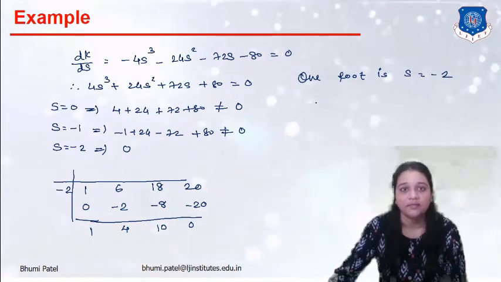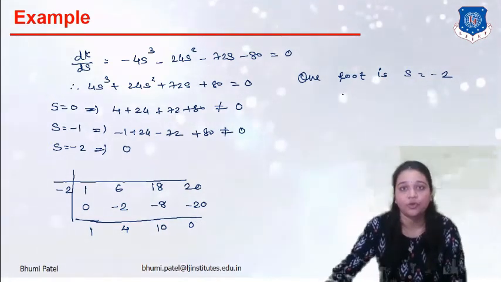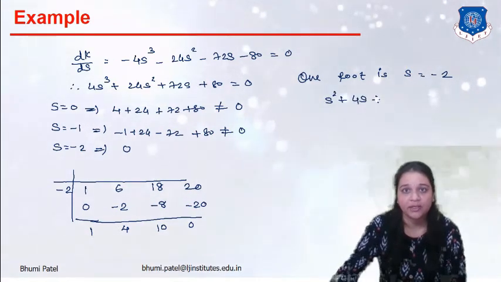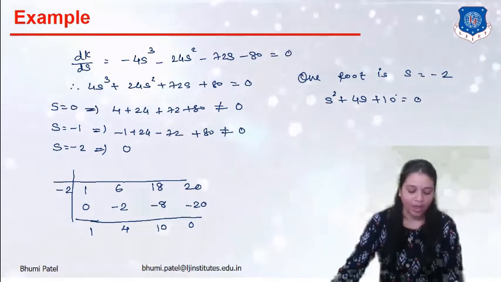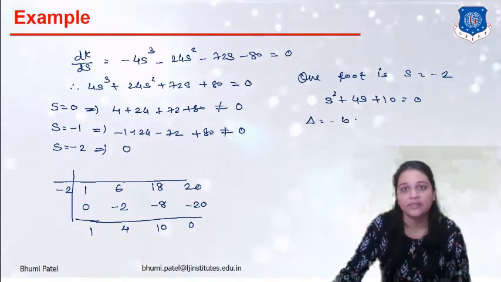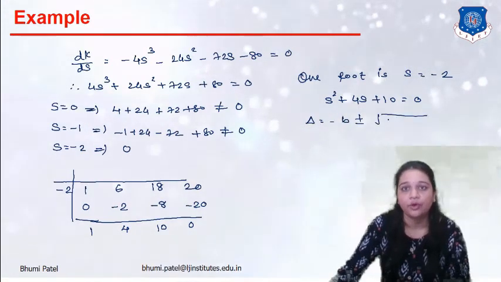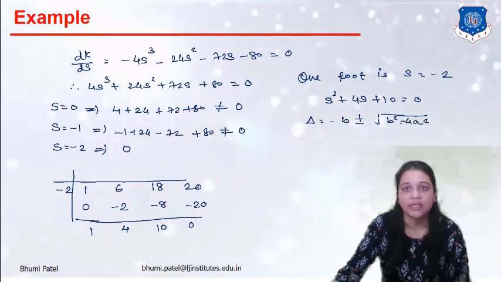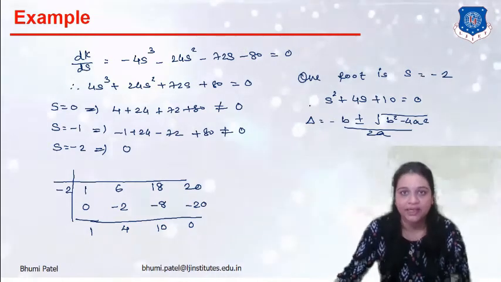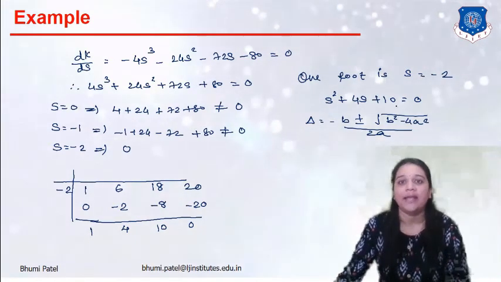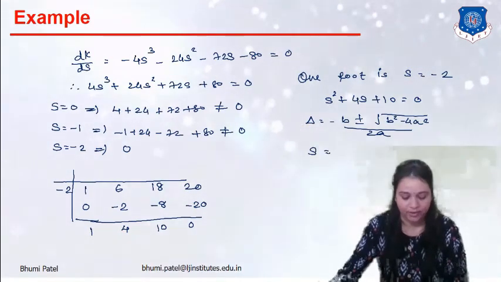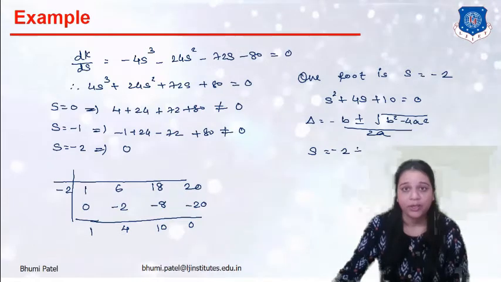So our second equation will become, this is my equation, so coefficient of s square is equal to 1 plus s means 4s plus 10 is equal to 0. Now we have to find the value of s and the equation is s is equal to minus b plus or minus under root of b square minus 4ac upon 2a. So simplify this equation, put the value of a is equal to 1, b is equal to 4 and c is equal to 10.